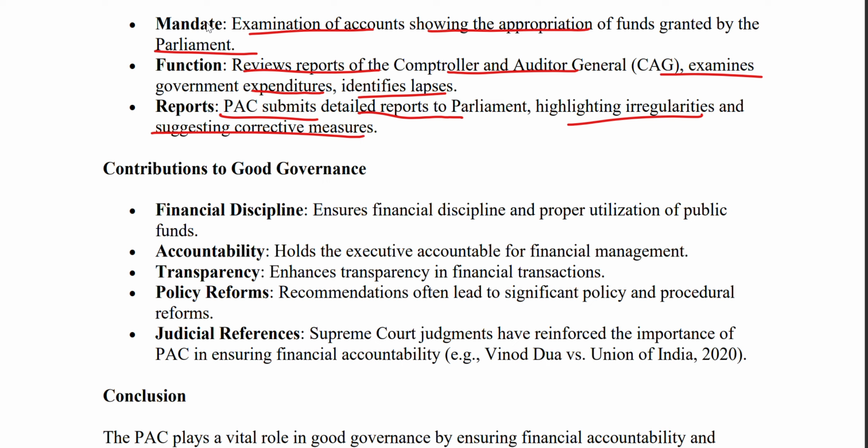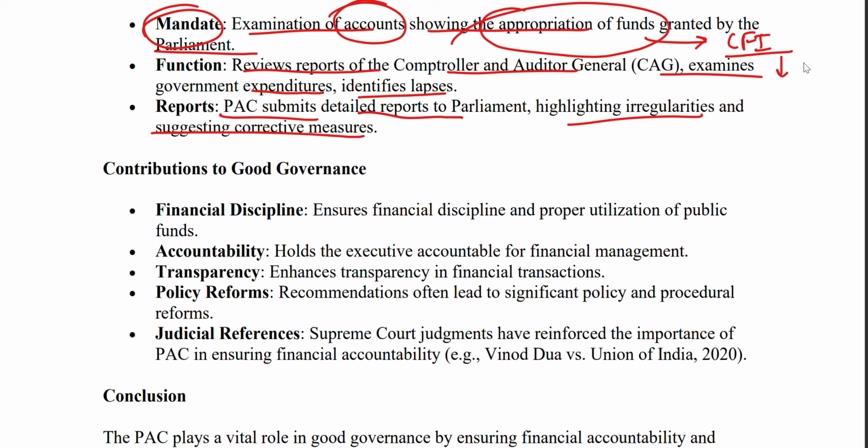Now, mandate. What is the mandate? It needs to examine the accounts showing appropriation of the funds, that is, funds taken from the Consolidated Fund of India through the appropriation bill. Such funds are examined by the Public Accounts Committee.